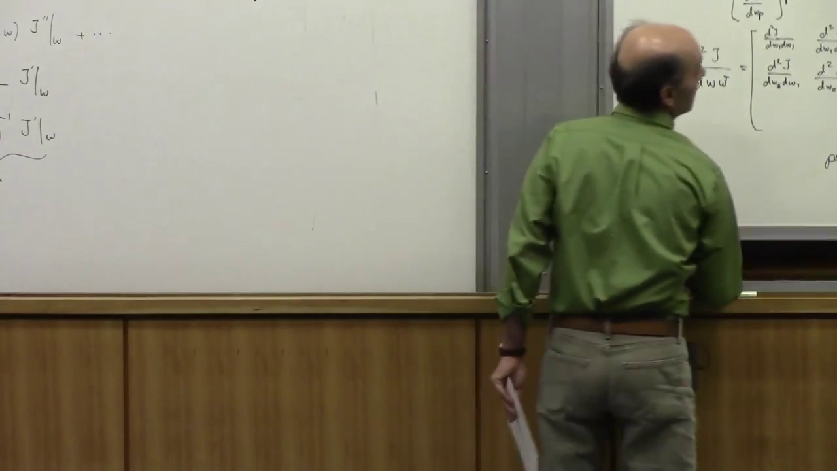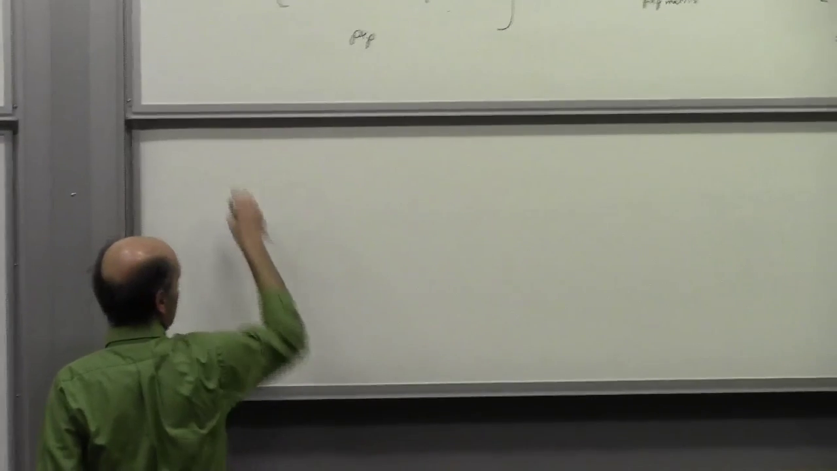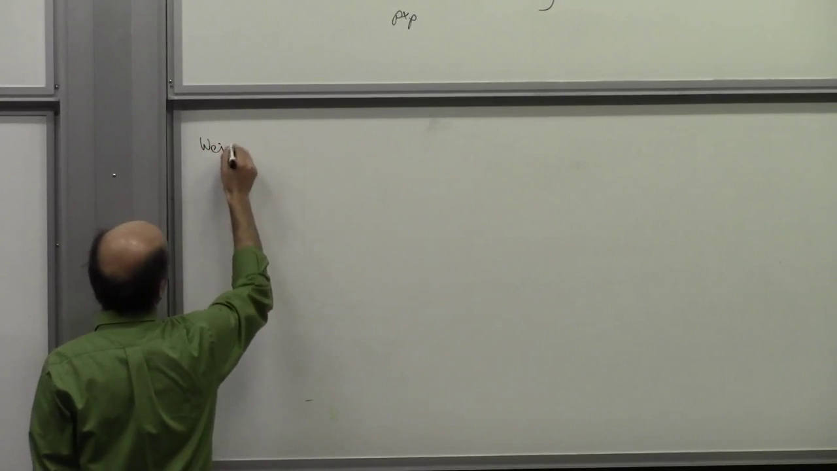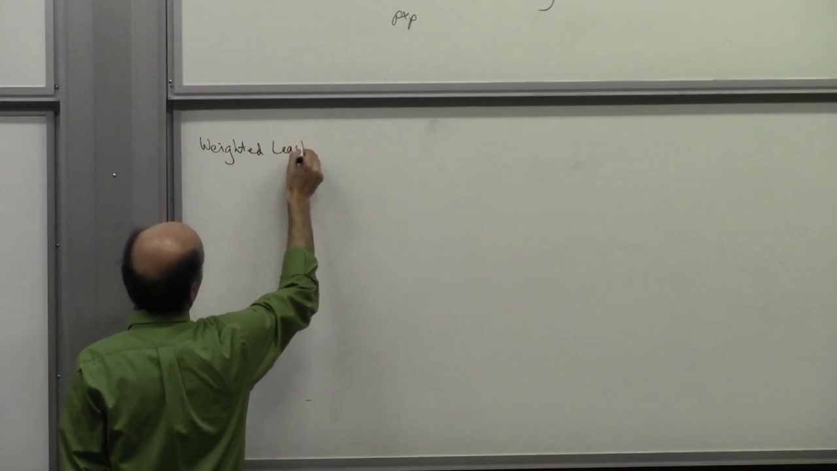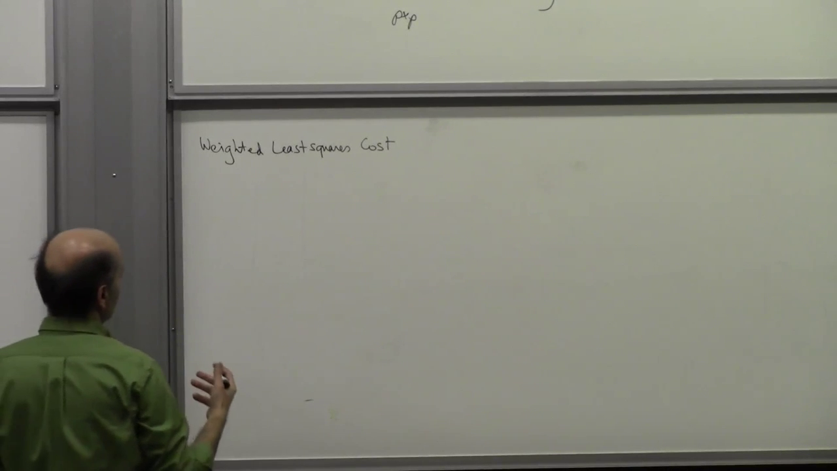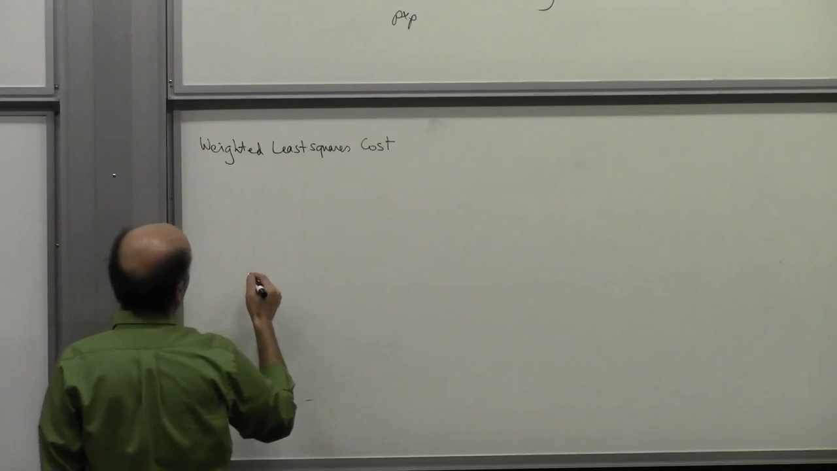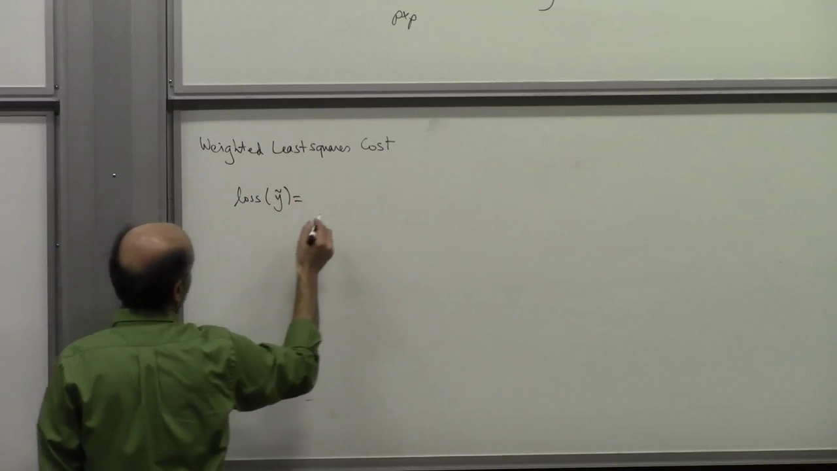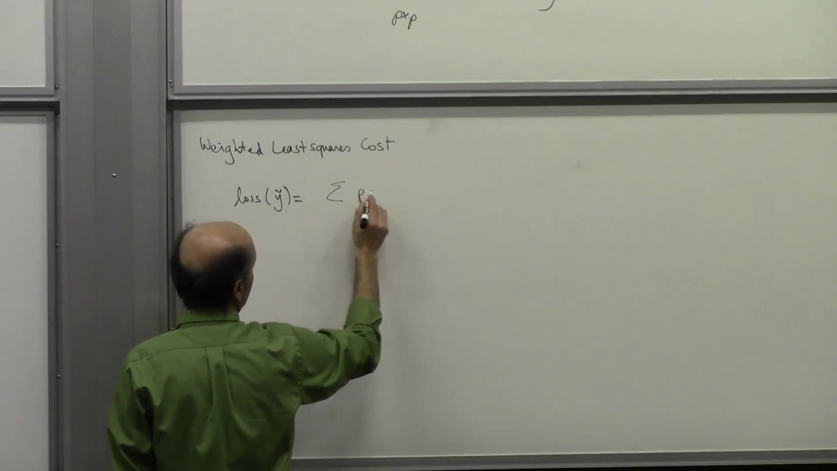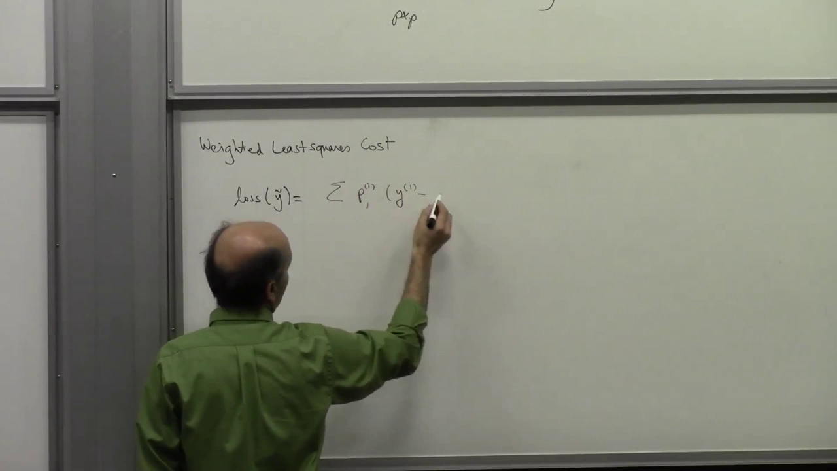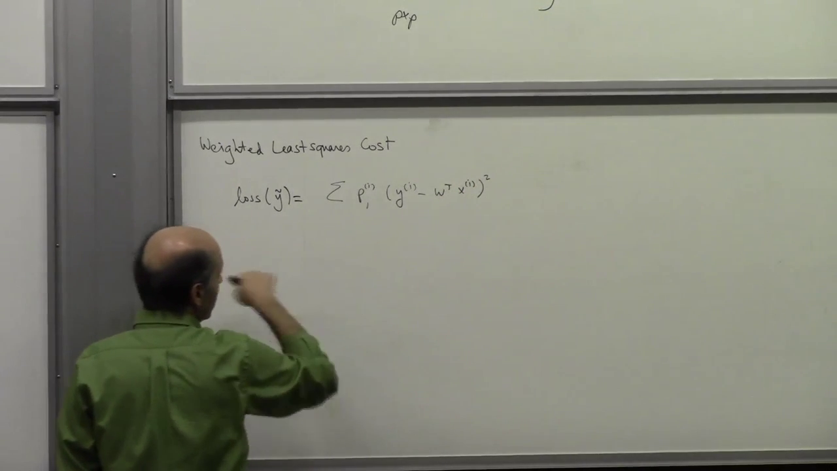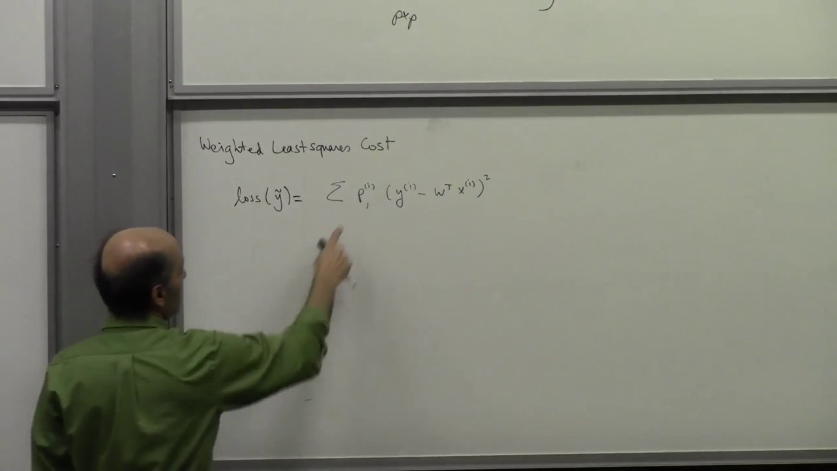I'm going to now give you a simple variant on this. It's called weighted least squares. Least squares costs. And the idea here is that when you look at your errors, maybe some errors cost you a lot more than other errors. So what we're going to write is that now the loss function is going to be equal to the sum of something that I'm going to call p sub i, times y of i minus W transpose x of i. So this says that not all errors are made equal for me. I'm going to put some weight associated with these errors.